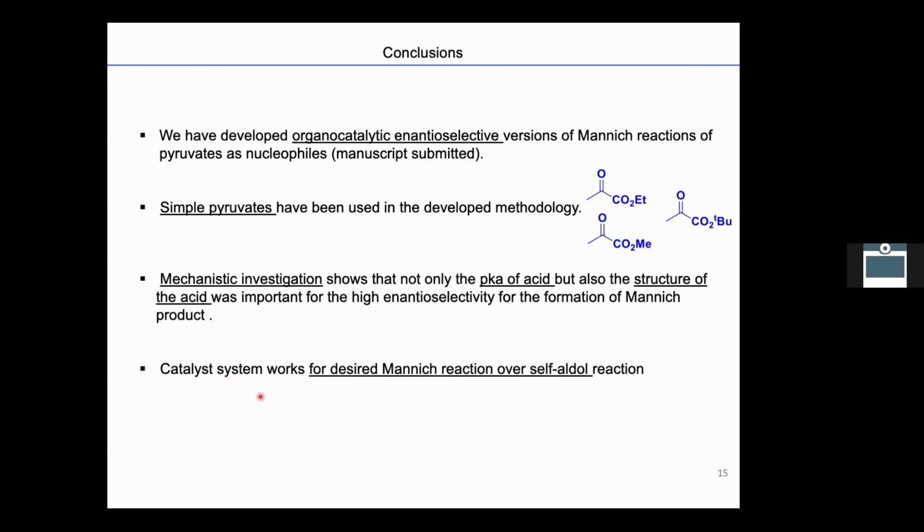And the last one, the catalyst system that we developed worked for our desired Mannich reaction, giving the Mannich product over the self-aldol reaction. So we could generalize these reactions to other types of reactions as well. We are currently in a position where we could use this catalyst system, and we are checking what other kinds of bond formation reactions you could possibly do.